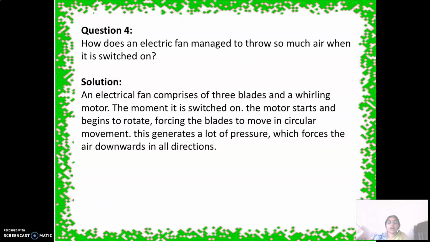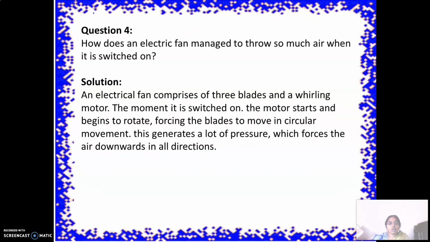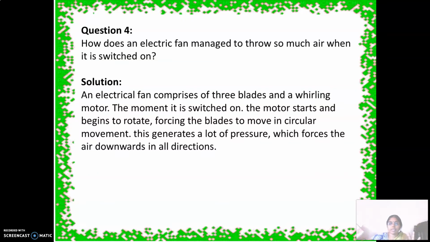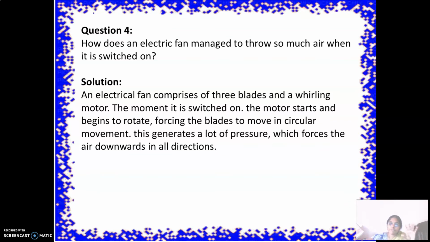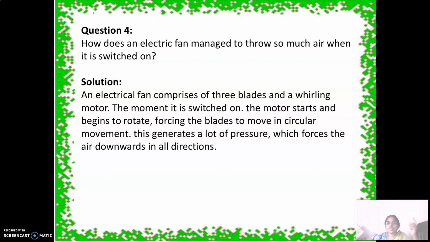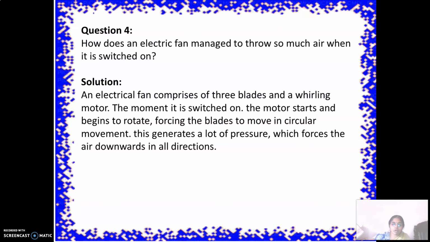Next question is, how does an electric fan manage to throw so much air when it is switched on? An electric fan comprises 3 blades and a whirling motor. The moment it is switched on, the motor starts and begins to rotate, forcing the blades to move in a circular movement. This generates a lot of pressure which forces the air downwards in all directions.